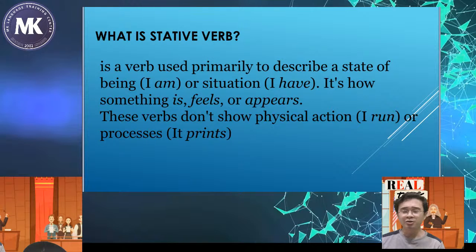It means it shows how a person feels, how a thing appears, or the qualities of the person. Also keep in mind that these verbs don't show physical action. For example, run. The word run shows a physical action, there's movement, right? So we call that a dynamic verb. And remember, a stative verb does not show physical action, or sometimes it also doesn't show process, like it prints.